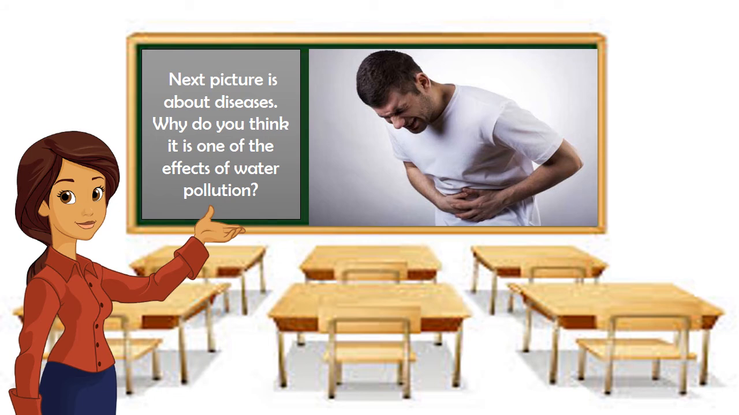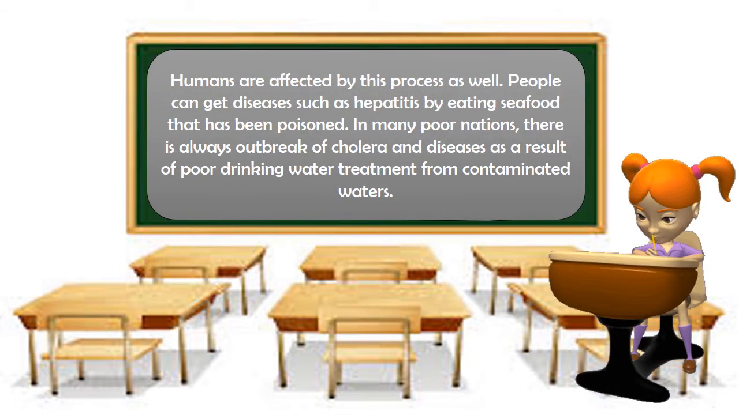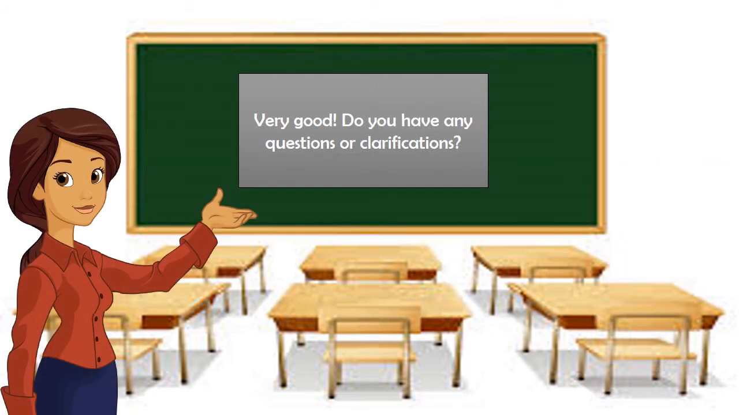Next picture is about diseases. Why do you think it is one of the effects of water pollution? Humans are affected by this process as well. People can get diseases such as hepatitis by eating seafood that has been poisoned. In many poor nations, there is always an outbreak of cholera and other diseases as a result of poor drinking water treatment from contaminated waters. Very good.